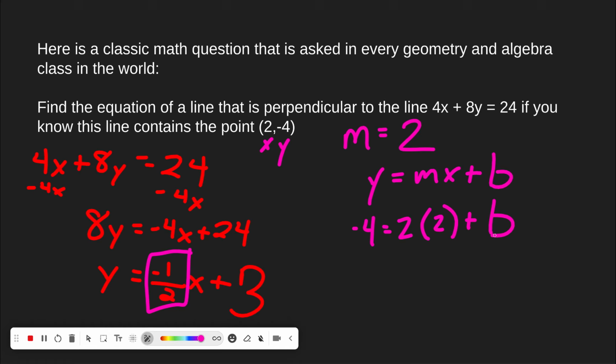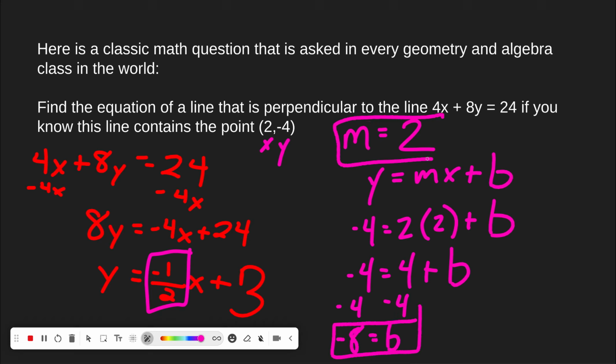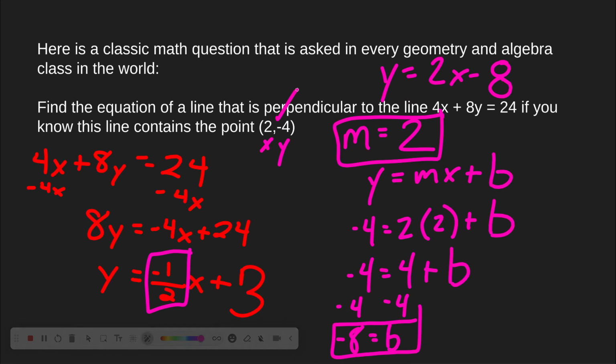Oh no, did this turn out to be, oh no, we're good. I thought it was going to be 0, which happens. Subtract 4 from both sides. And you get b is negative 8. And now that we know m and we know b, our answer is easy. Y equals 2x minus 8. And I would graph these on my graph calculator to make sure that they were perpendicular and to make sure that my graph contained that point. That's it. Boom!